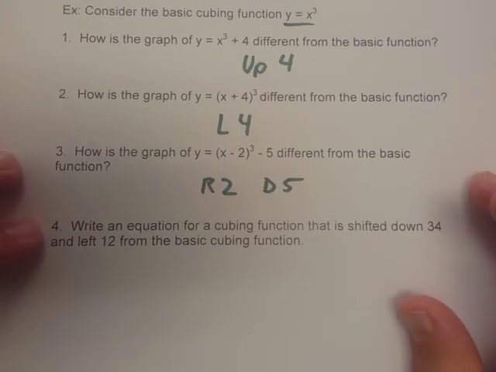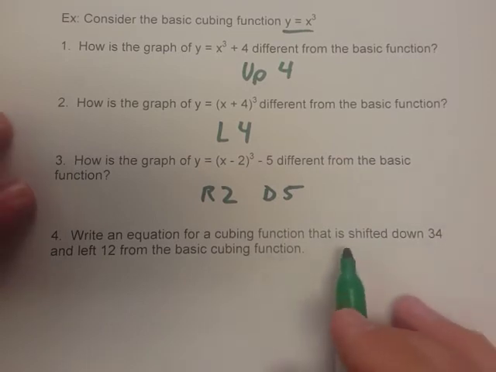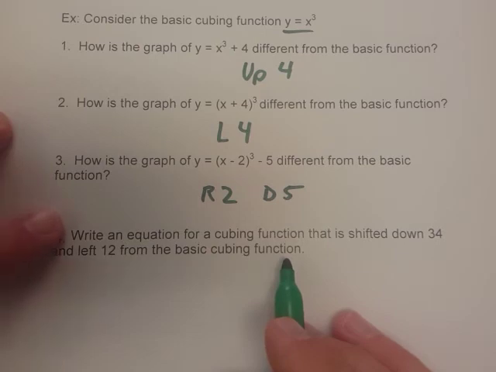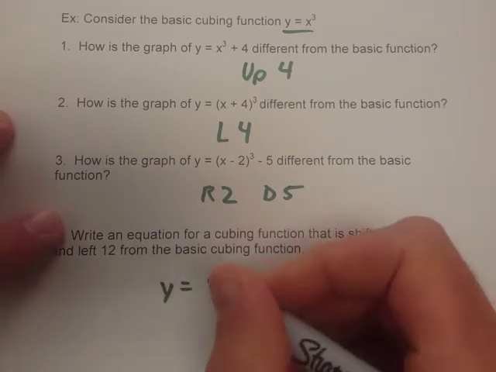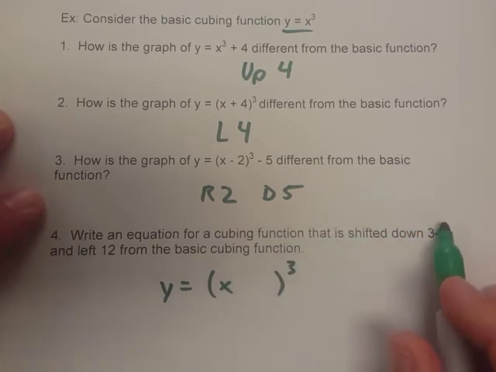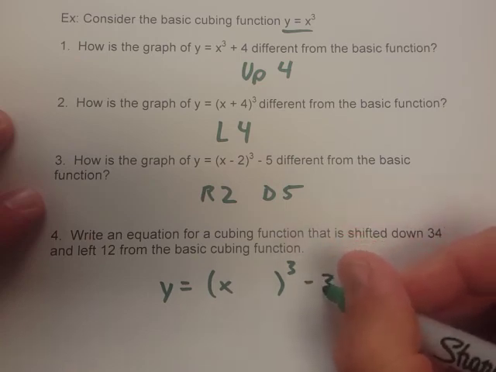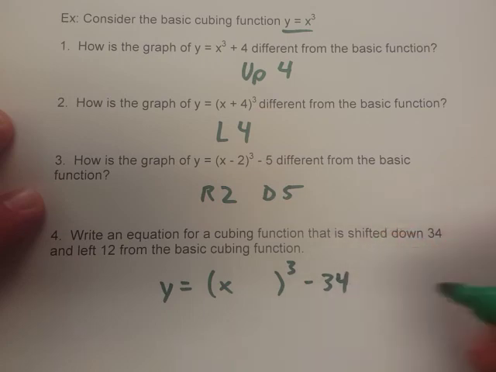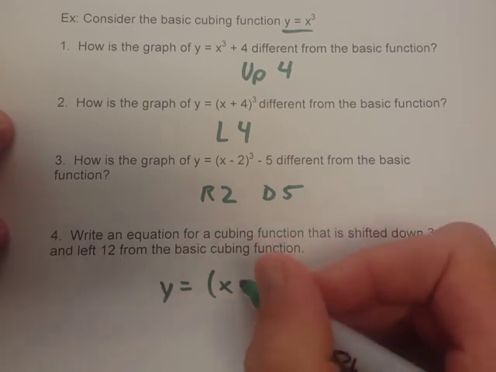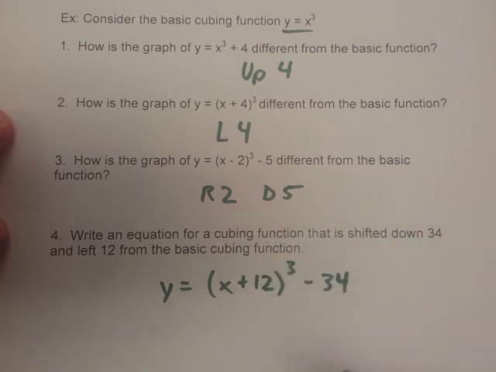And then finally, write an equation of this cubing function that's shifted down 34 and left 12 from the basic cubing function. So we'll have y equals, and on the inside we're going to have x with something cubed, and because the up and down part is a little easier, I like to do that first, minus 34, and then on the inside it's going left 12, so it's going to be x plus 12, because then negative 12 will make that equal to 0.